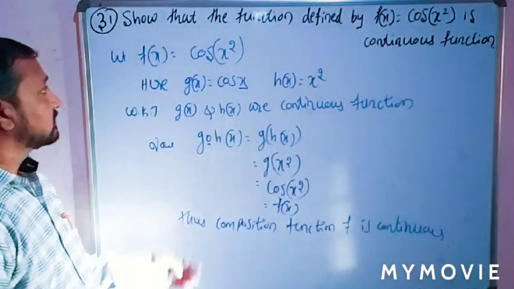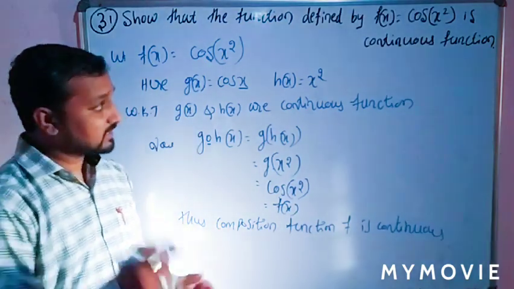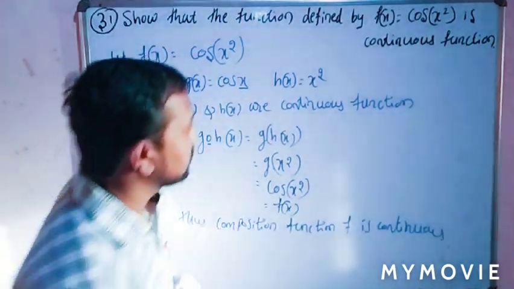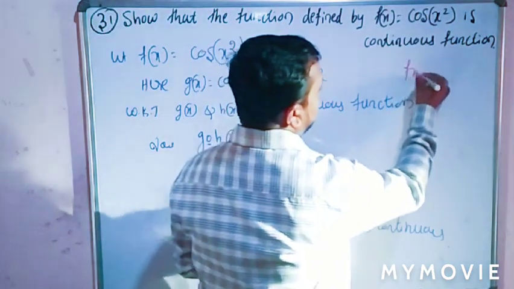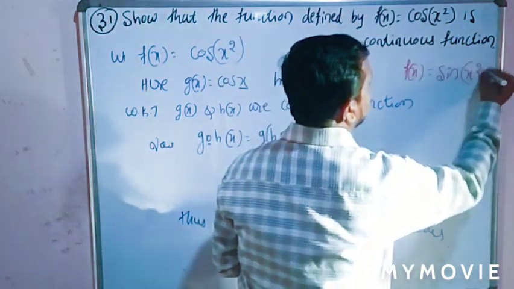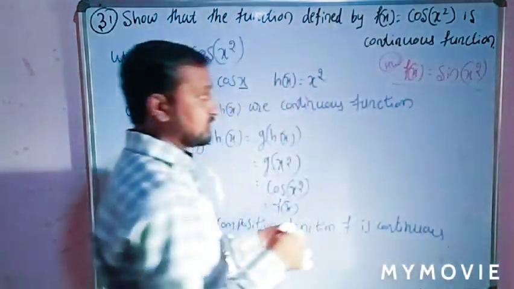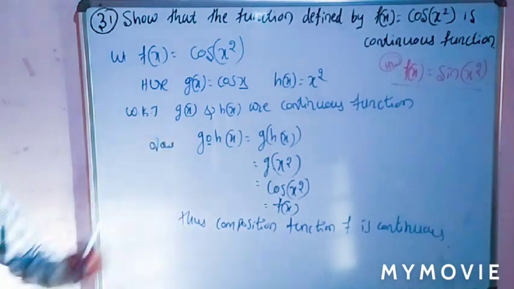Clear? Okay. So f of x equal to cos x. And another example is for you to try yourself. That is your work: f of x equal to sine of x square. So this is your homework. Try this one. Okay. So next example.